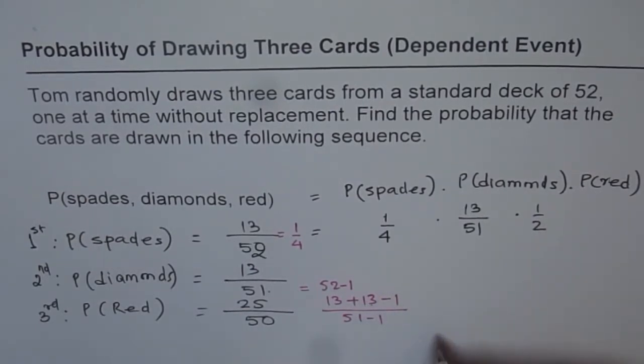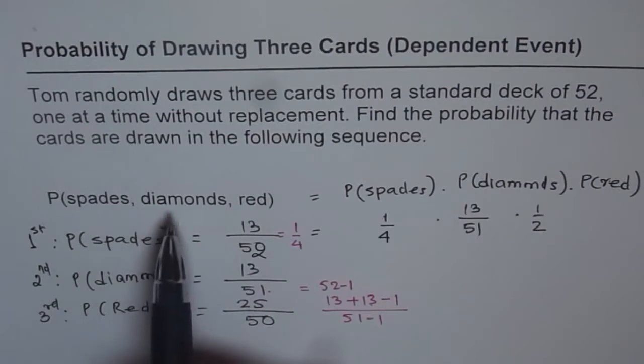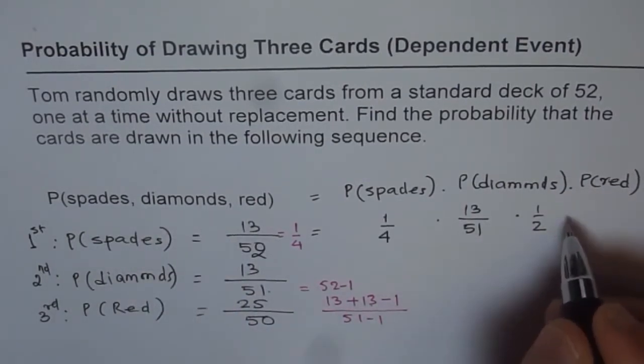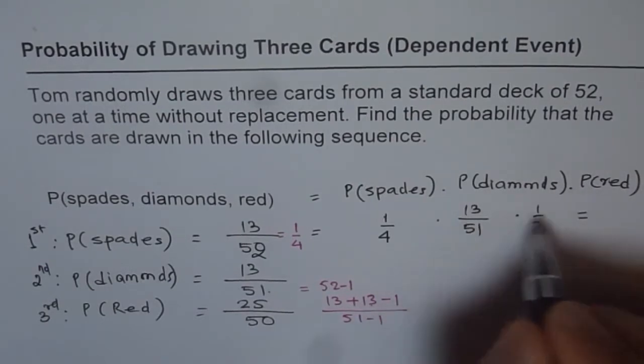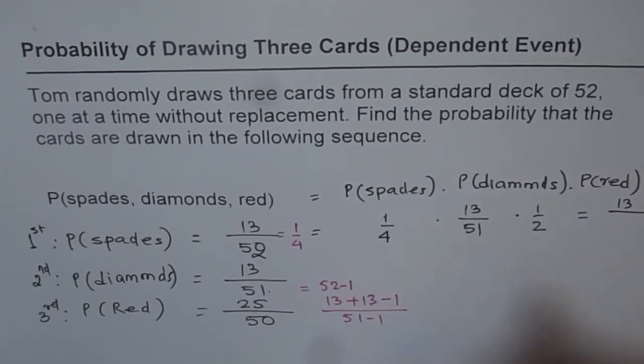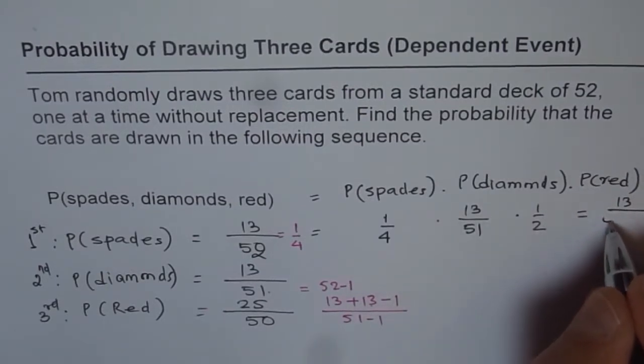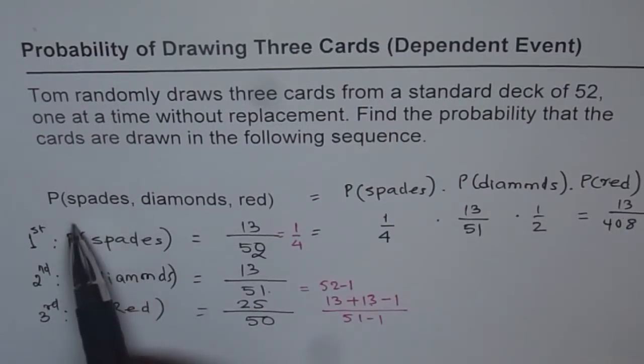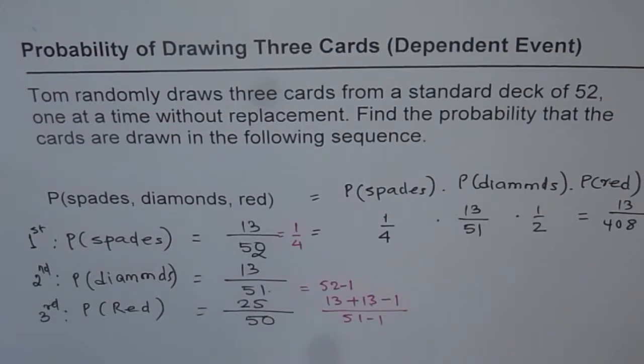So that is the probability of getting spades, diamonds, followed by a red card. And how much is that? So let's multiply all of them. The numerator is 13 for us, and the denominator is 51 times 4 times 2, which gives us 408. So that is the probability of drawing spades, diamonds, followed by a red card. I hope you understand how we got this, right?